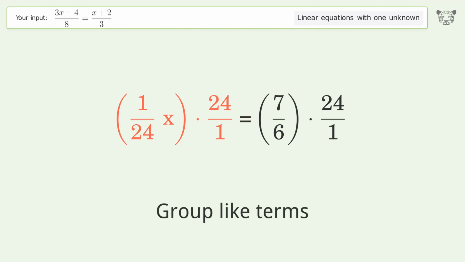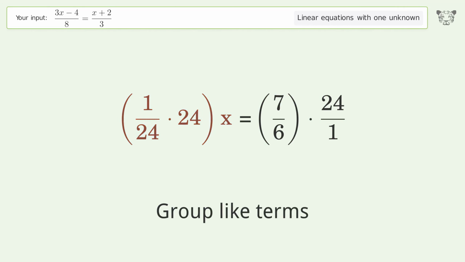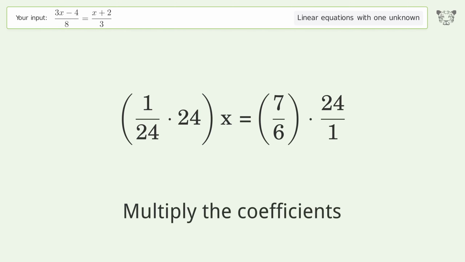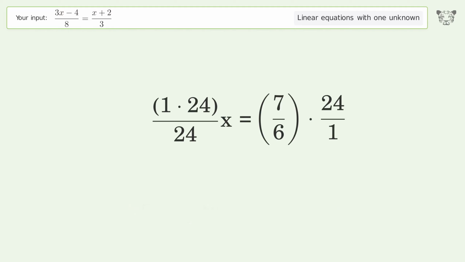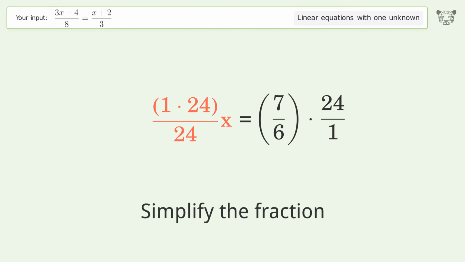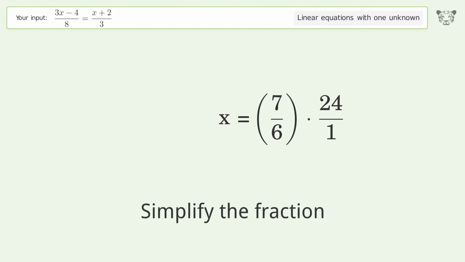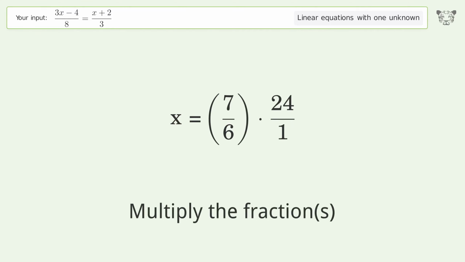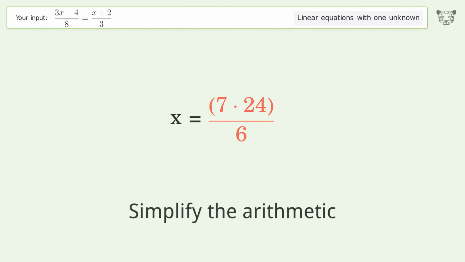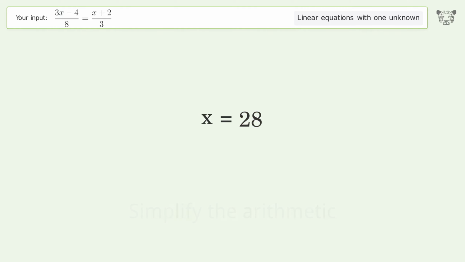Group like terms. Multiply the coefficients. Simplify the fraction. Multiply the fractions. Simplify the arithmetic. And so the final result is x equals 28.